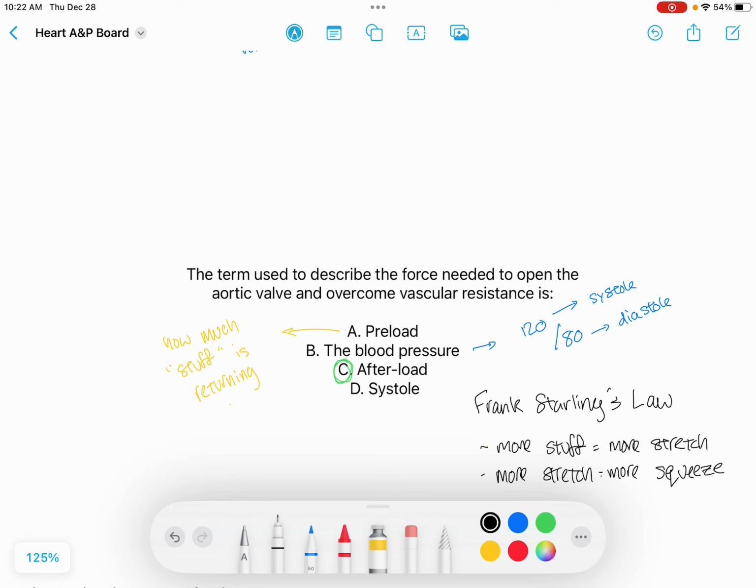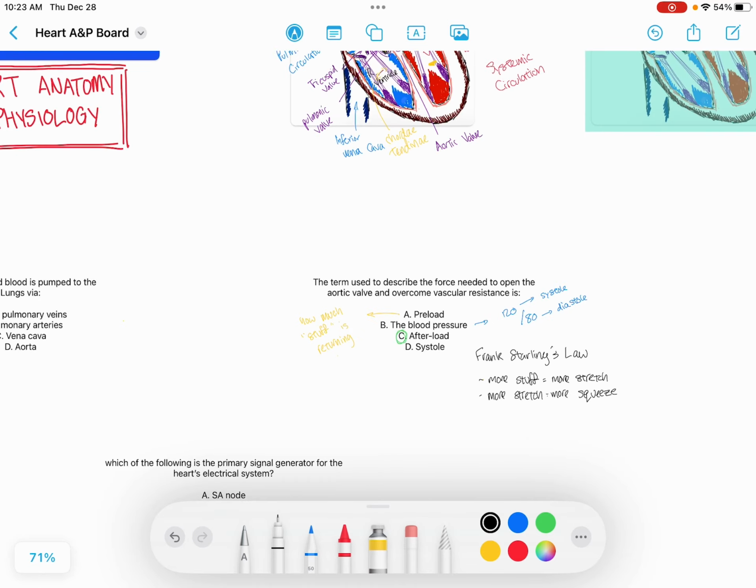Again, does blood pressure tie into afterload? Yes. If I have a higher resting diastolic blood pressure in the blood vessels, that means there's going to be more afterload that needs to be overcome, but that doesn't necessarily mean they're the same thing. Blood pressure is kind of a quantifiable thing. Afterload is more of a concept. Let's just keep it at that. Let's look at the next question now.